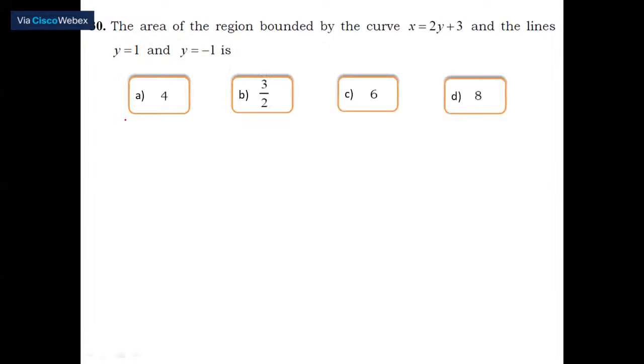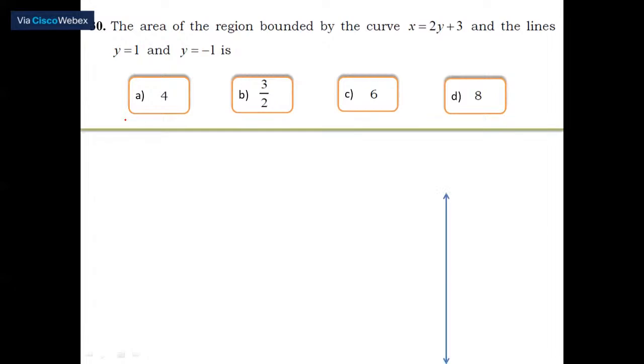The next one is the area of the region bounded by the curve x is equal to 2y plus 3 and the lines y is equal to 1 and y is equal to minus 1. The options are 4, 9, 3 by 2, 6 and 8. We have just 2 minutes time. Okay, let me give the idea of what we have to find, the area what we have to find, then you people can continue. Okay.